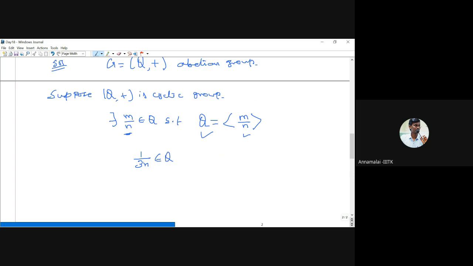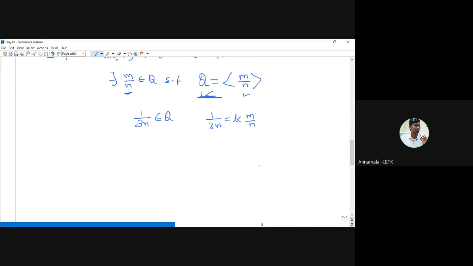We assume that Q is a cyclic group. That means every element of Q is an integer multiple of m by n. In particular, 1 by 3n also should be an integer multiple of m by n, suppose k times m by n. Now we can cancel n because n is a non-zero number. On the left hand side we get 1 by 3, and on the right hand side we get k times m. We know that k is an integer and m is an integer, so the product is also an integer. Therefore, the right hand side is an integer.